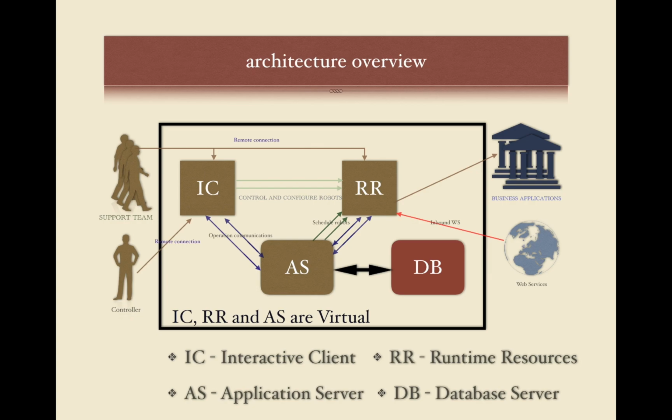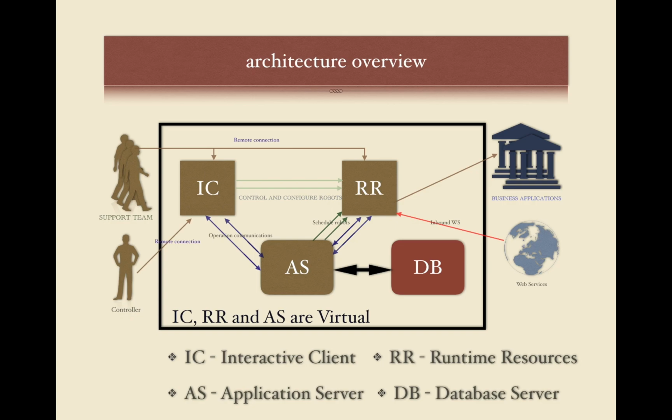So this communication is basically requesting the application server to give them the required detail, and the application server gets this data from the database server. I have shown it as another black double arrow from the database to the application server, and it will pass the data to the interactive client or to the runtime resources accordingly.